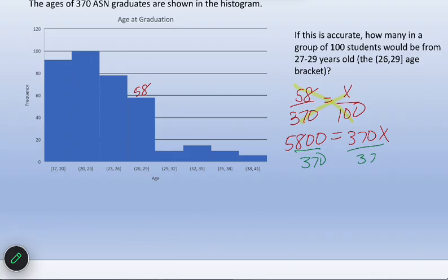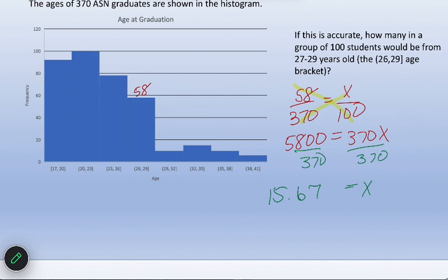Let me fix that. Somehow my 0 didn't show up there. Okay, so 5,800 divided by 370. Now, we get an answer of 15.67, okay? Now, it's really important that you read the instructions.